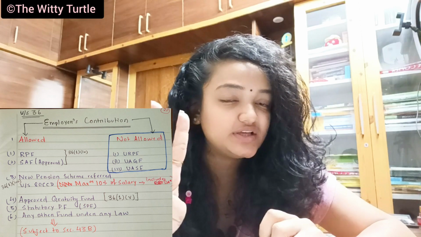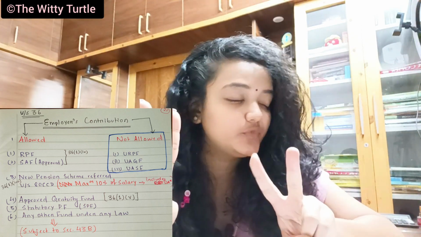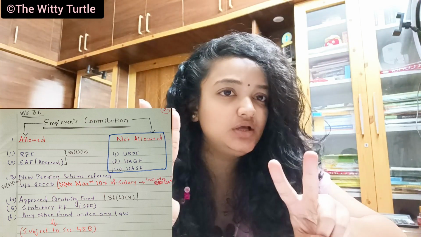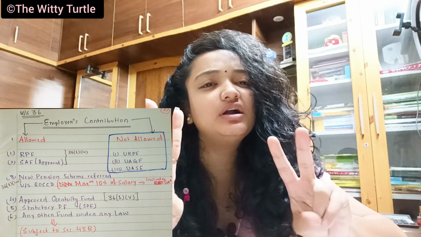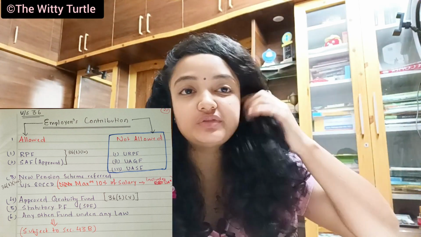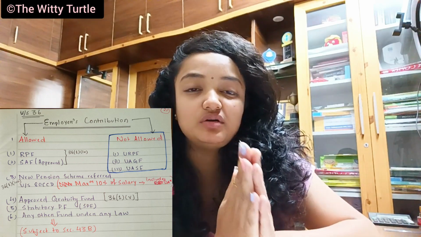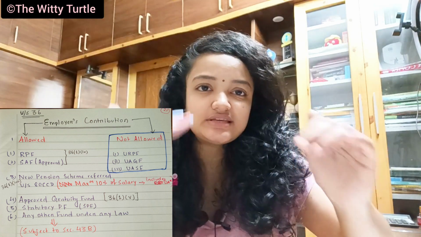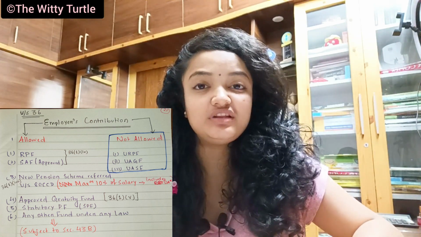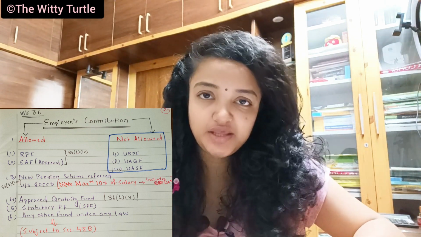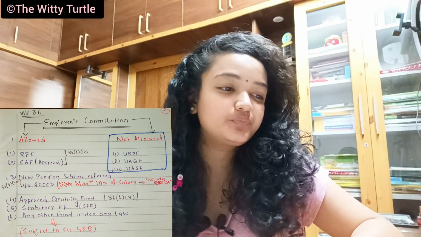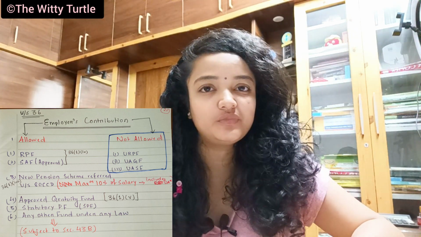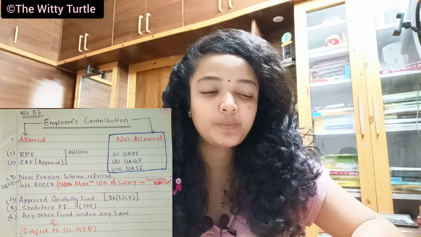Apart from these four things, there are two more things, right? So what are those two more things? The first one is your SPF or statutory provident fund, and the last one is any other fund under any other law, right? So these 6 kinds of employer's contribution are allowed as deduction, right? But in these 6 cases also, there is an intervention of section 43B, which says that it is allowed only if it is actually paid up to the due date of return filing, right? Up to the due date of return filing.